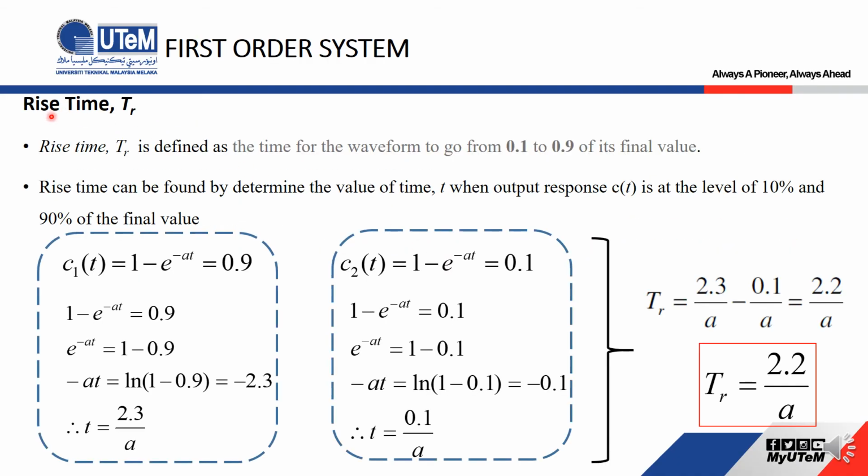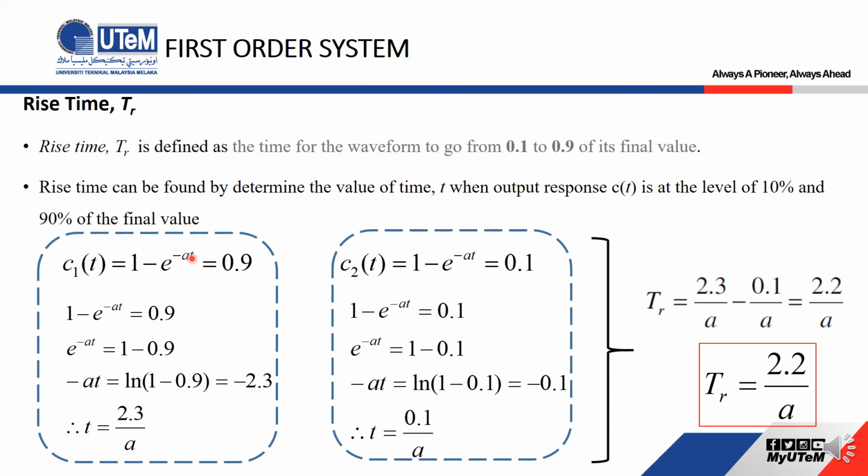Now let us look at what rise time is. As I mentioned just now, rise time is defined as the time for the waveform to go from 0.1 to 0.9 of the final value, or 10% to 90% of the final value. Rise time can be found by determining the value of time when the output response c(t) is at the 10% and 90% levels of the final value.